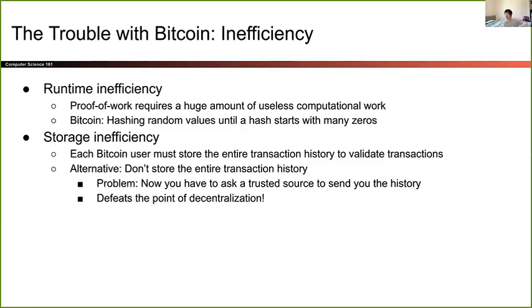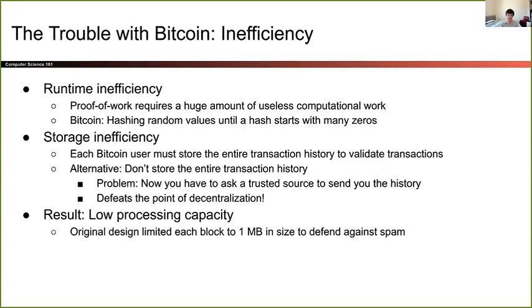You need to store the entire blockchain, which I think now is like a couple hundred gigabytes. So it's quite large. And the result of this is that Bitcoin has really low processing capacity. The design limits blocks to about 1 megabyte in size just to prevent spam. And this means that Bitcoin can really only process 3 to 7 transactions per second on average, because you can only fit so many transactions in a block, and you can only mine so many blocks per minute or per second.